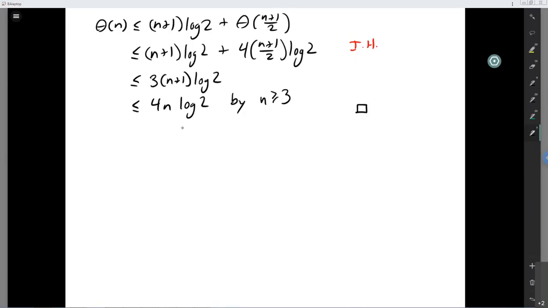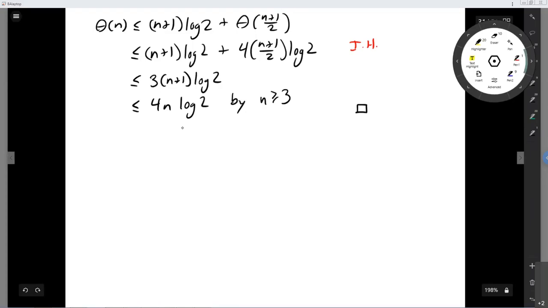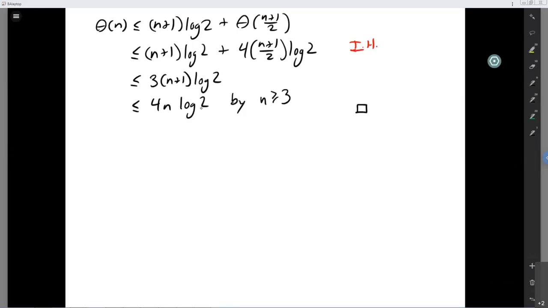And those are all the options for n. It's either even or odd. And we proved for both of them using an inductive hypothesis that the theta function is bounded above by some constant times n. That's big O of n. If you replace n by x, it's the same thing.